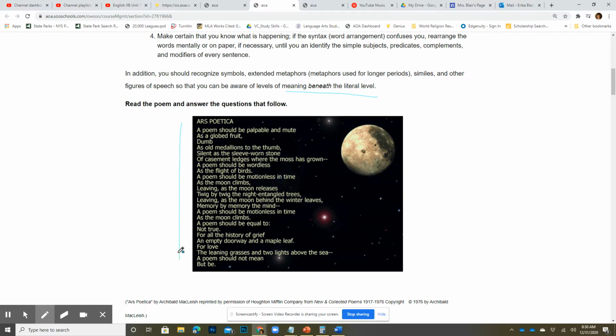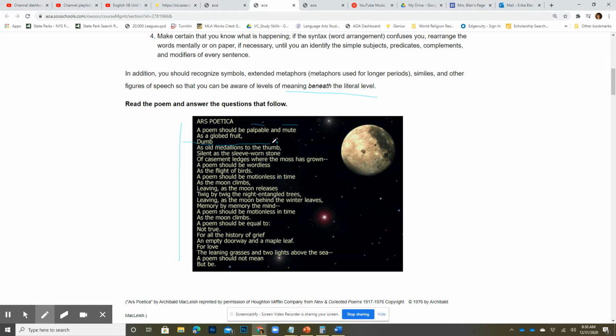All right, so this first one: a poem should be palpable and mute. Palpable meaning you can touch it, you can feel it. As a globed fruit, dumb as old medallions to the thumb. So here, dumb means silent, not lacking intelligence. Silent, quiet. Dumb as old medallions to the thumb, silent as the sleeve-worn stone of casement ledges where the moss has grown. So let's pause here.